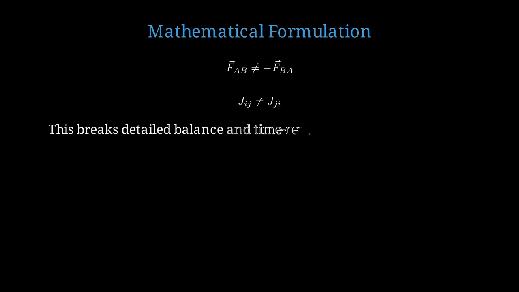Let me write down the mathematical structure of non-reciprocal forces more precisely. The effective force on B from A is not equal and opposite to the force on A from B. This is the hallmark of non-reciprocity. We can also express this through interaction matrices. The coupling strength J from particle i to j is not equal to the coupling from j to i. The interaction matrix is asymmetric. Non-reciprocal interactions break detailed balance and time reversal symmetry. The system can exhibit perpetual currents and fluxes, even in equilibrium-like steady states.